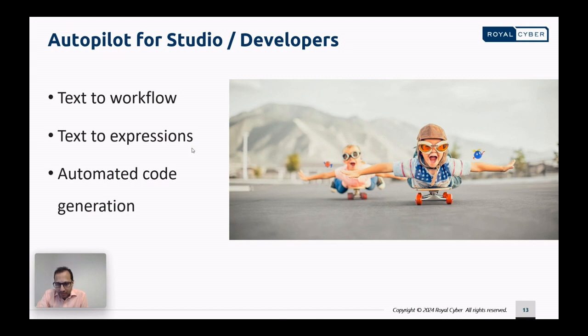What is envisioned for the future is a set of tools that allow you to get started fast, like text to workflow. This transforms descriptions easily into automation workflows, reducing complexity, particularly for non-technical users. Text to expressions generates expressions using natural language descriptions, allowing developers to focus on the problem at hand rather than syntax. And automated code generation directly transforms descriptions into code-based automations.